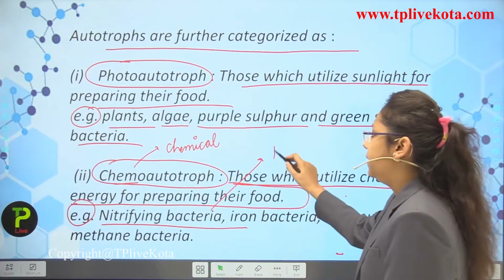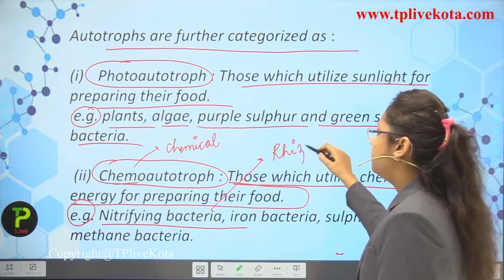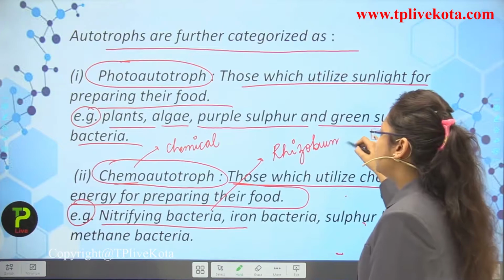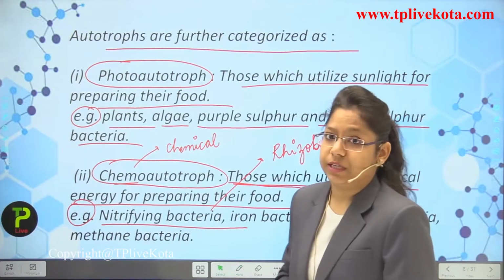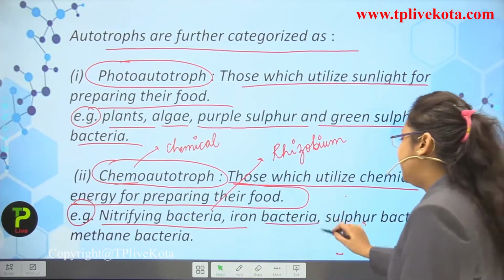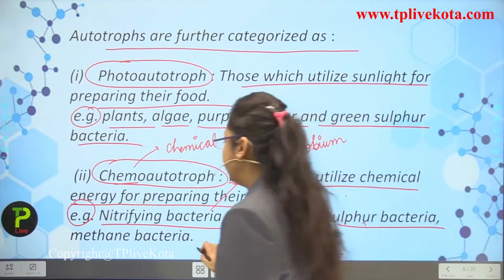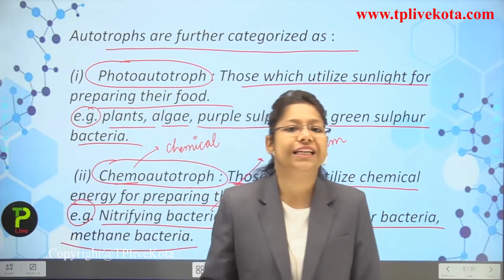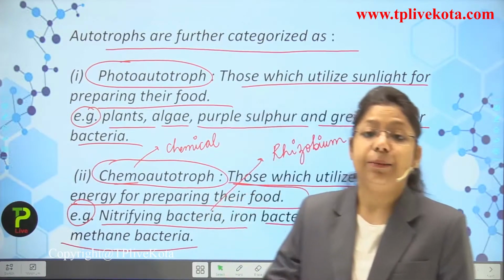I am just writing the name over here. This is rhizobium, which is present inside the soil, and it forms the root nodules and helps in nitrogen fixation. Okay, iron bacteria, sulfur bacteria and methane bacteria. All these bacteria are chemoautotrophs.